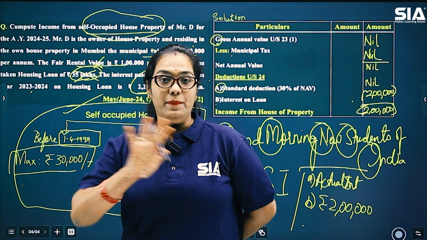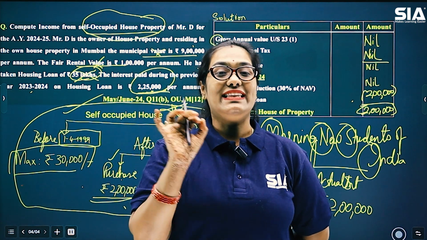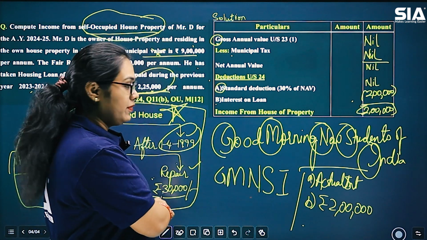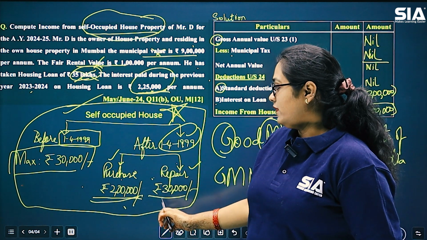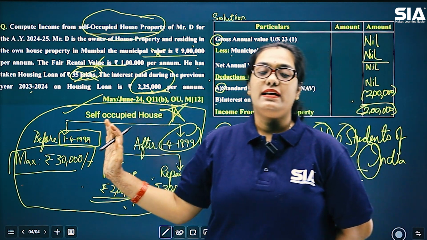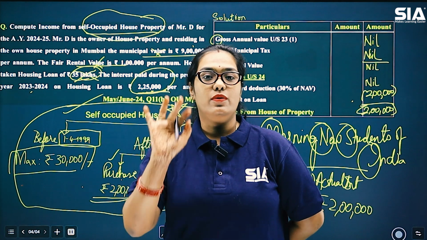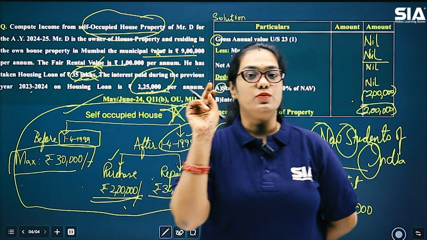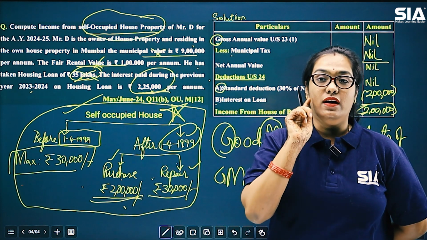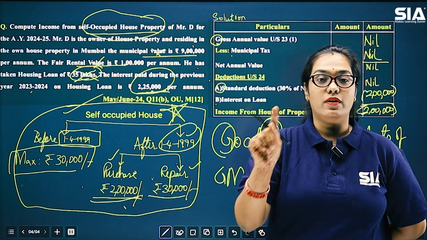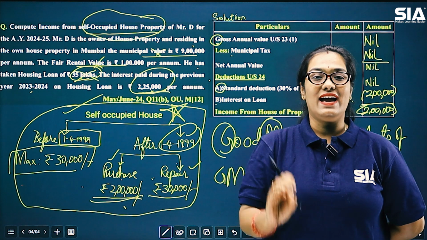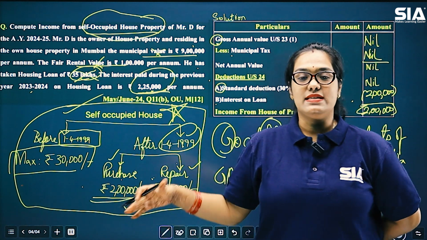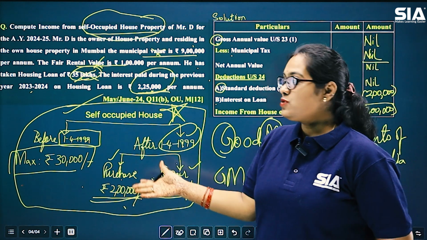Questions like these are a bumper offer to all the students, because the only thing that you need to remember to score full 12 marks is this table or this chart, where you need to remember that before 1st April 1999, maximum deduction allowed is 30,000. After 1st April 1999, maximum deduction allowed is rupees 2 lakh. But if this loan is taken for repair or renovation, then only 30,000 will be allowed as deduction. This is the only important thing that you need to remember in questions like these. I hope you have understood this problem.